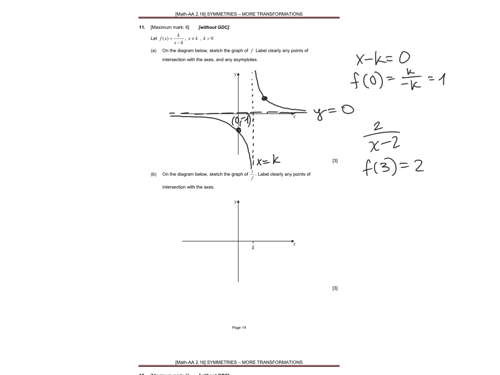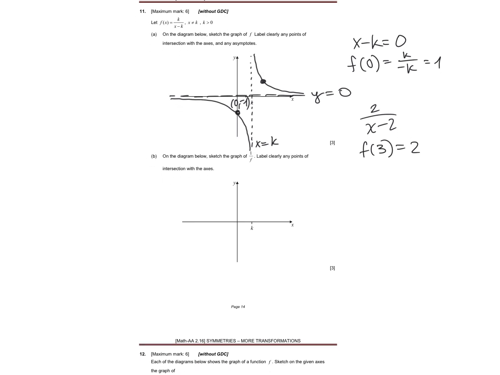So, yes, we have to go through the same thing as the previous question. So we're going to have any vertical asymptotes become the roots. So we're going to have a root at k. And any roots, which we don't have any, would become vertical asymptotes. So we don't have that. However, we've got this horizontal asymptote at y equals 0, and it's going to become a horizontal asymptote at y equals 1 over 0, which is undefined. So basically, we don't have a horizontal asymptote.